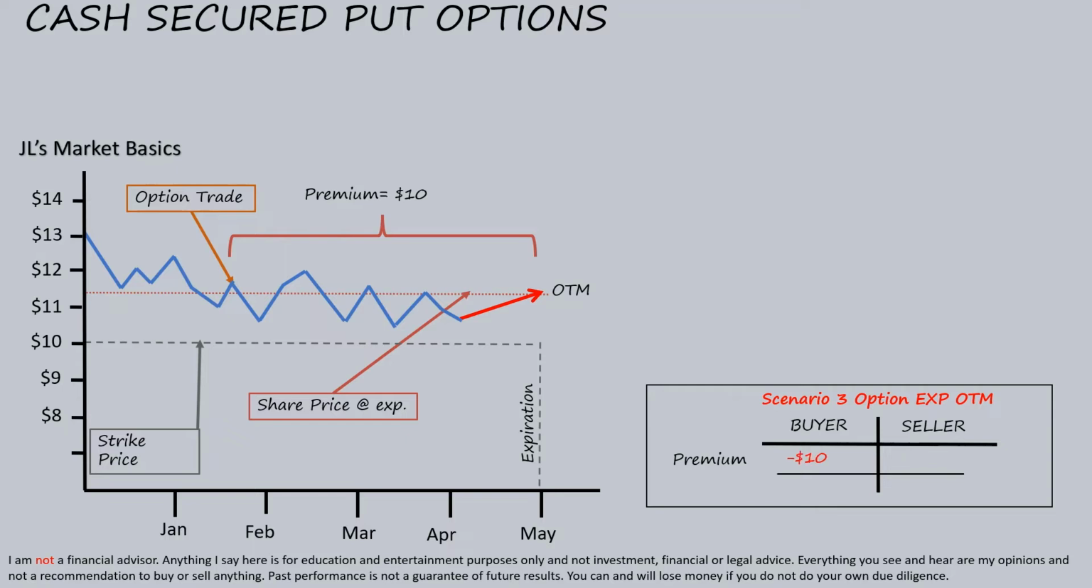In scenario 3, the share price is at $11.50 at expiration. The buyer paid $10 for the contract and the seller collected $10 for selling the contract. It is out of the money. The buyer has a total loss of $10 and the seller will have made $10 from this transaction.